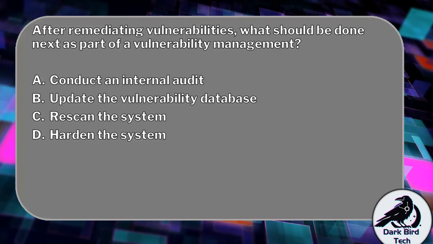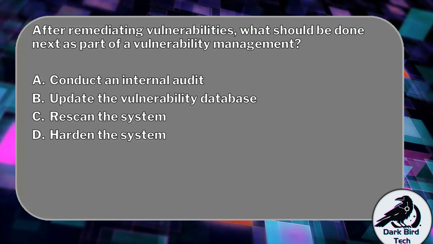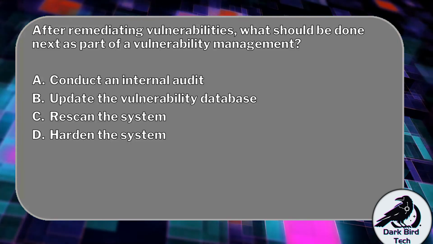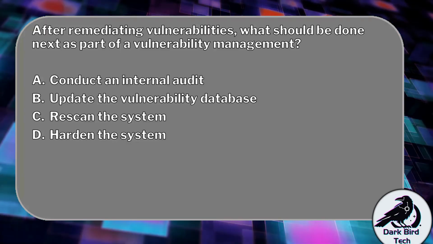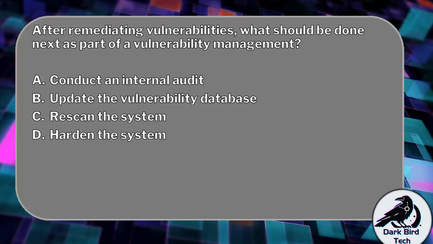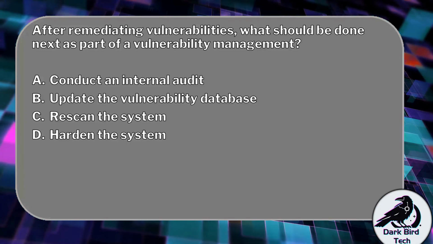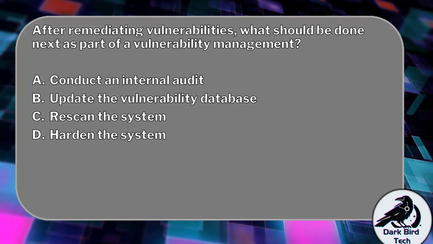So an internal audit, the vulnerability management process could be part of an internal audit, or it could be preparing for an internal audit. I don't know. They seem too parallel to me. I'll leave it for now though. Updating the vulnerability database. That might be viable, but here's my thing. How do we know we actually did fix the vulnerabilities? That's always the niggling question.